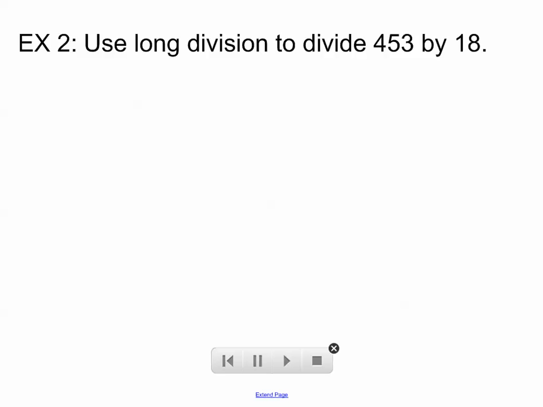Use long division to divide 453 by 18. We're doing this because we want to draw a comparison with division of whole numbers like this to division of polynomials. So let's take a look at it. We'll take 453 and divide that by 18. First, how many times does 18 go into 4? It doesn't at all. So we'll go to the next number, 45. 18 goes into 45 twice, and 2 times 18 is 36.